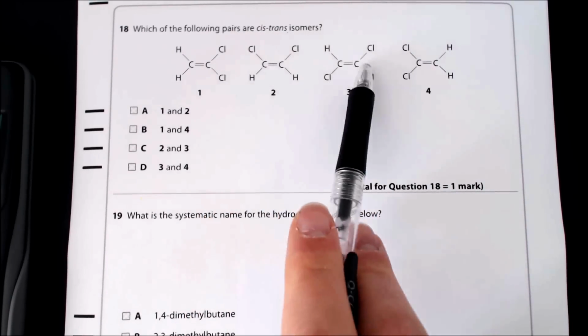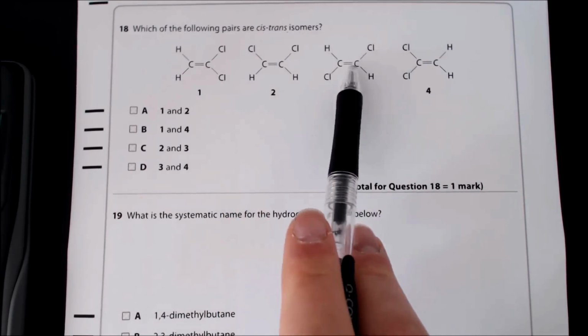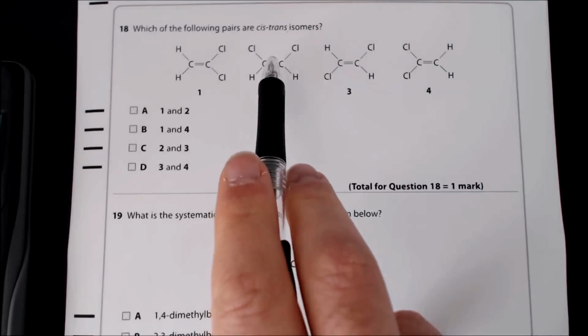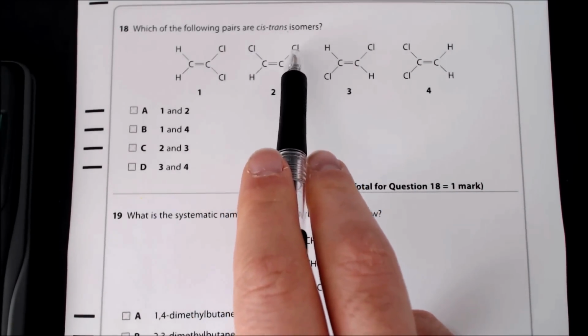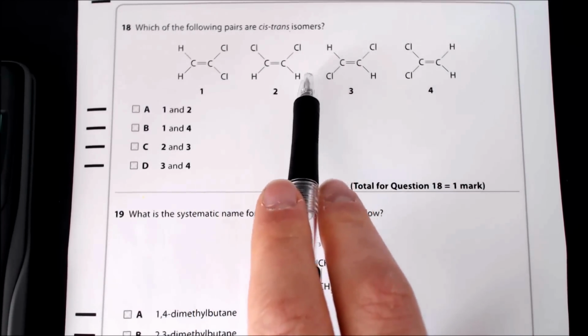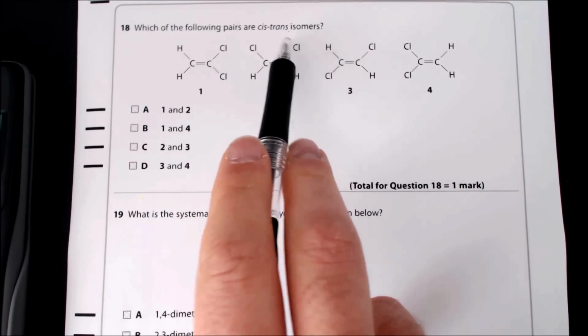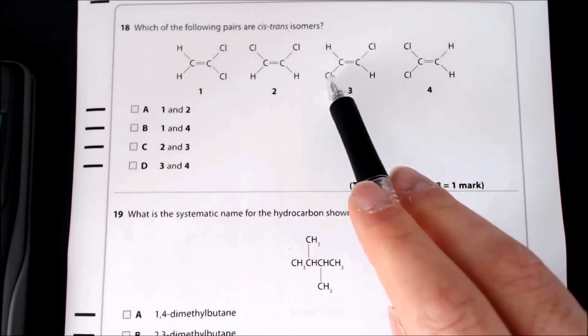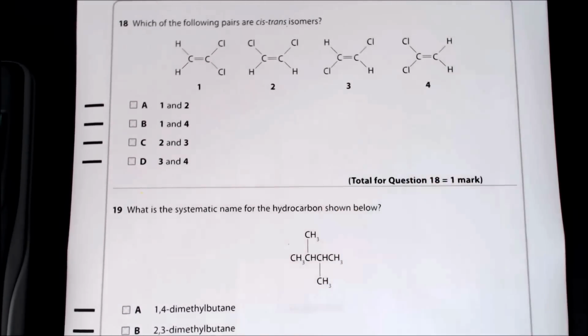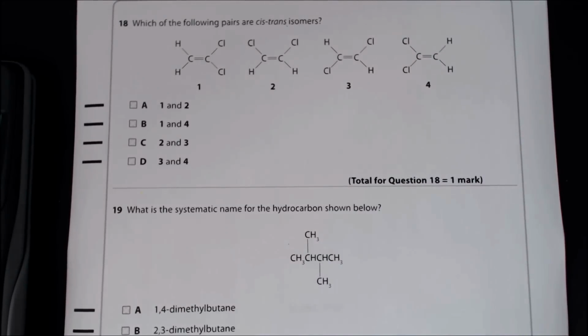Now, the reason why these are isomers is because this double bond can't rotate. Can't spin that double bond. It's like in a fixed position, and so because it's in a fixed position, if the Cls are in this position, they react differently to if they're in this position. So this one is cis because the chlorines are on the same side, and this one is trans because the chlorines are on the opposite side, like transatlantic. So this one is 2 and 3.